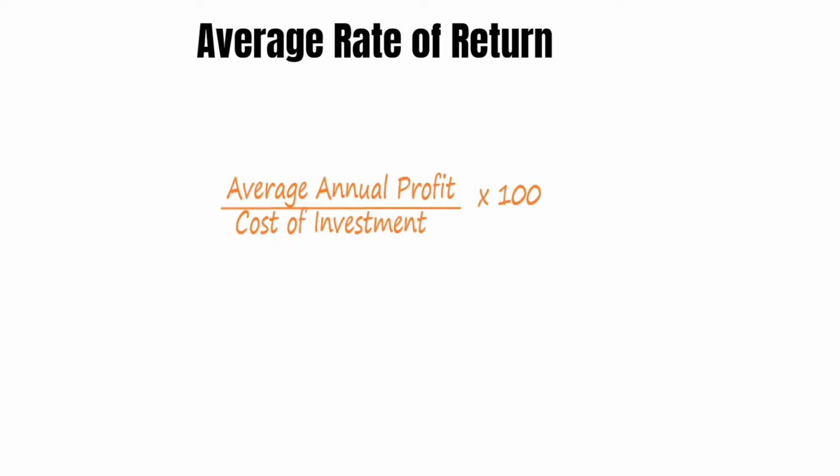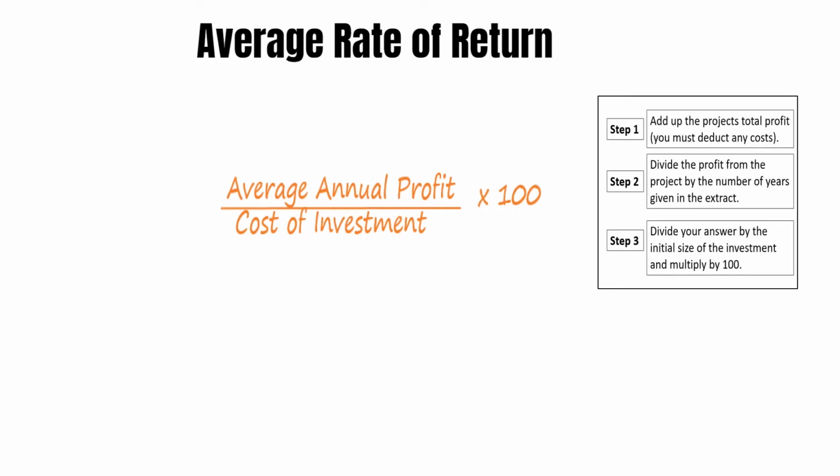Here is a formula that you need in order to calculate the average rate of return. Average annual profit divided by the cost of investment multiplied by 100. So the answer will always be a percentage. And here are the steps you need to follow in order to get the correct answer. Now, calculating the ARR is not tricky. However, some students miss out on a step or two and then their answer won't be correct.